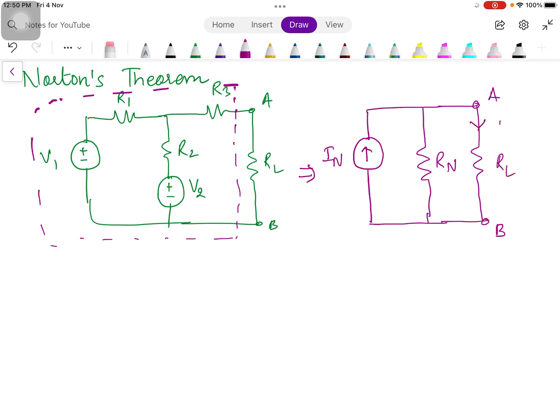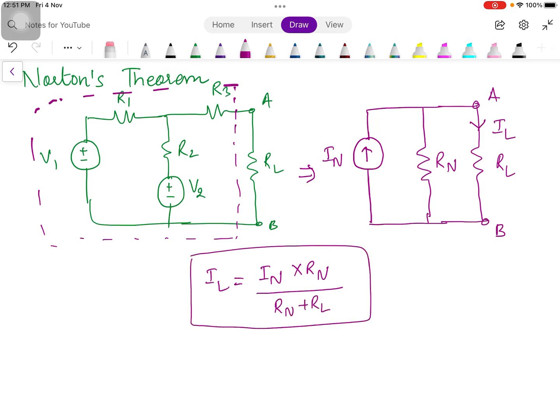And if we have to find out the current through this load resistance, then it can be found by the current division rule. Now the source current is IN, opposite branch resistance is Rn, and in the denominator we will have Rn plus RL, that is the load current.